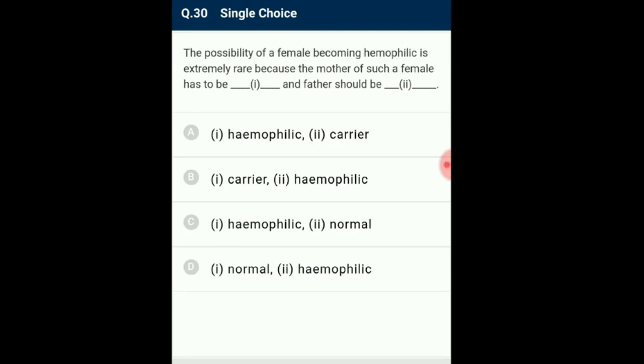For a daughter to be hemophilic, her father must be hemophilic, as she receives her X chromosome from him, and the mother must be a carrier, if not hemophilic, to pass the X chromosome to the daughter. So the answer is option B. One is filled with carrier and two is filled with hemophilic.